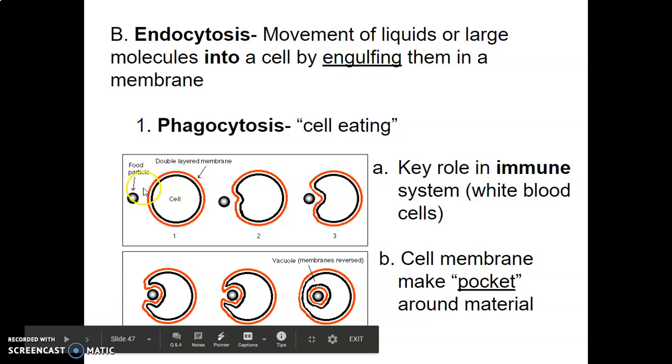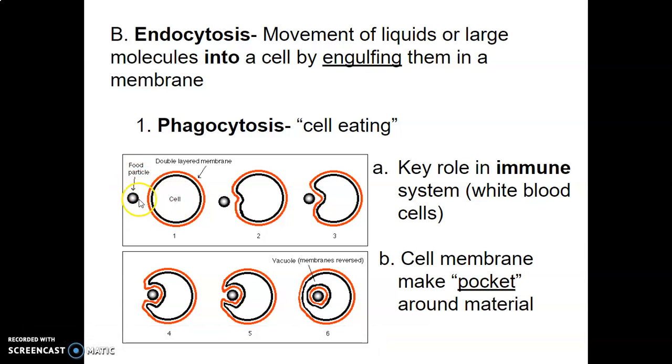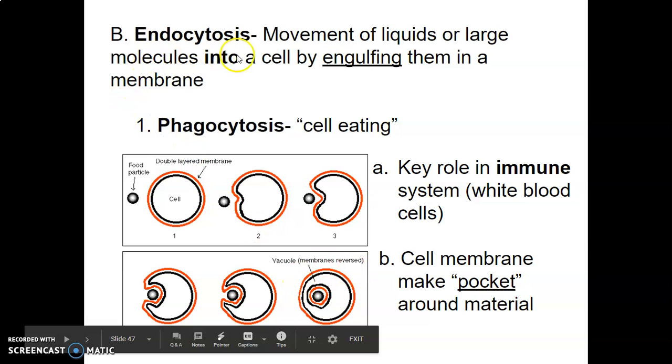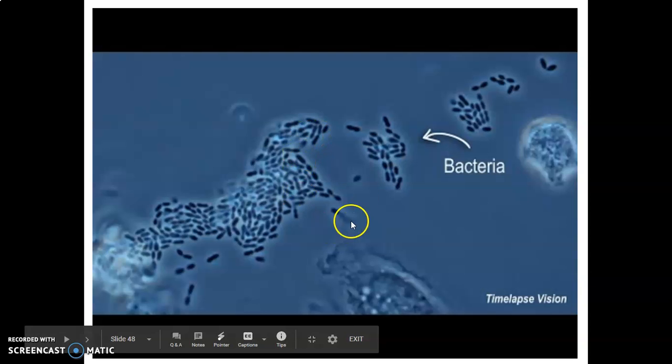the concentration gradient. This food particle, if there was more of these out here than there were inside, it may just flow freely through. That's diffusion, right? Or facilitated diffusion if it used a channel. But let's say there's less concentration here than there is on the inside. It's moving against that concentration gradient, and so it has to make it like this. This is when something moves into the cell.